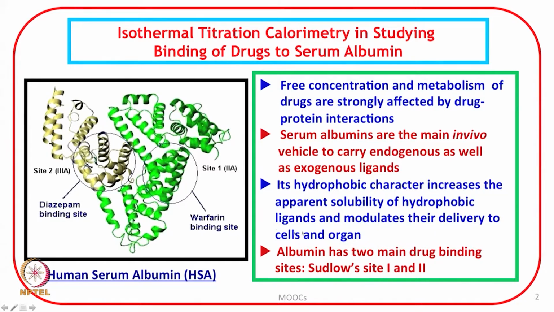But I would like to notice the last comment once again over here, that albumin has two main drug binding sites, Sudlow site 1 and Sudlow site 2. Sudlow site 1, which is also known as warfarin binding site, and Sudlow site 2, which is also known as diazepam binding site, because warfarin and diazepam bind at these two sites respectively. These are the two main binding sites where a variety of drug molecules have shown association.